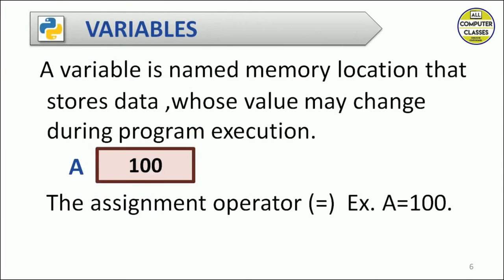Okay, so next is variable. A variable is a named memory location that stores data. So A is a variable which is used for naming this location, right? And this location contains this value, meaning this box has A as a name and 100 as a value. And how do we assign a value to a variable? We use this assignment operator to assign the value, right? Variable means vary, and vary means change. So while executing the program, the value of the variable may change.